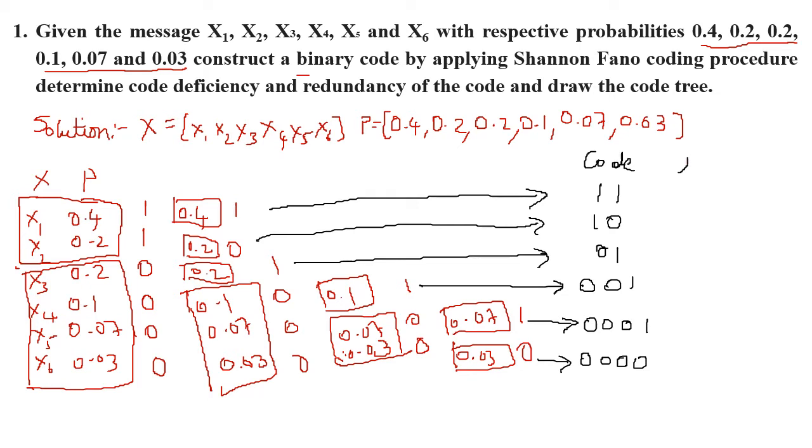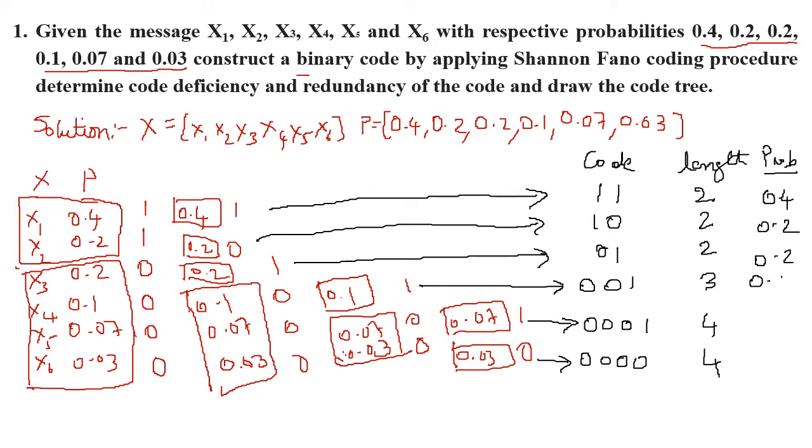Next you can write the respective lengths here. The lengths are 2, 2, 2, 3, 4 and 4. And the respective probability values you can put in one more column: 0.4, 0.2, 0.2, 0.1, 0.07 and 0.03.